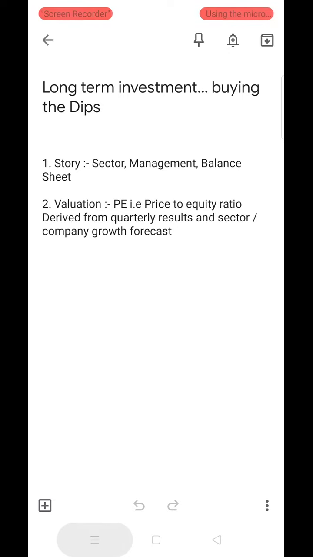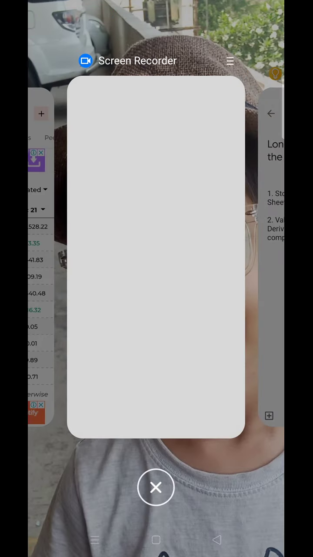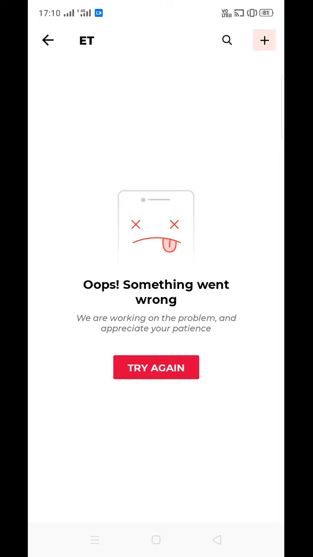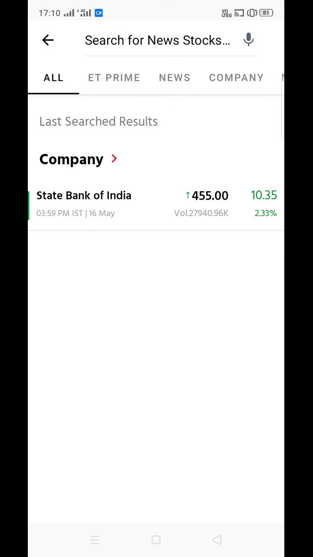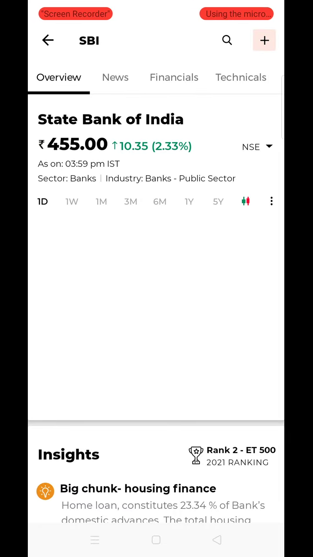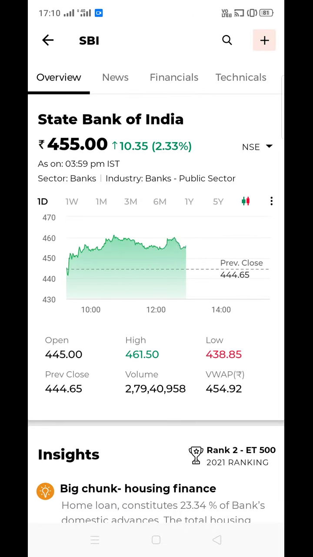One source I found is Economic Times. Money Control also has it, but they have kept it on a chargeable basis. But on Economic Times, I could find it easily. So let's look at the PE of some of the banking stocks first. State Bank of India: you go to Economic Times and search State Bank of India. This is the app of Economic Times, and this is how it looks.